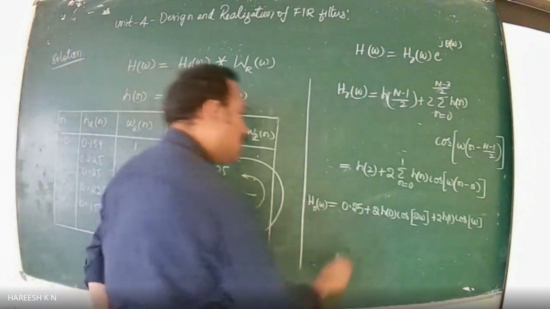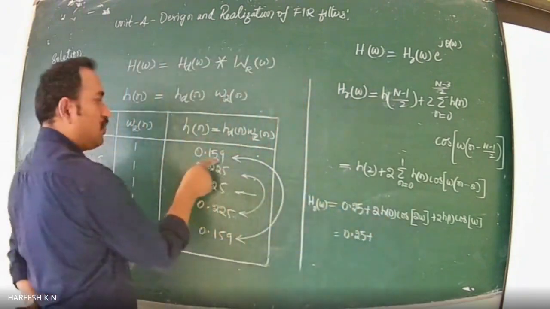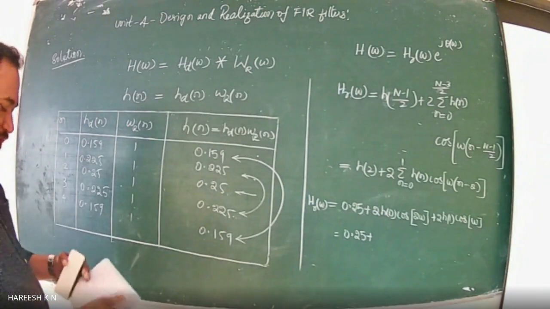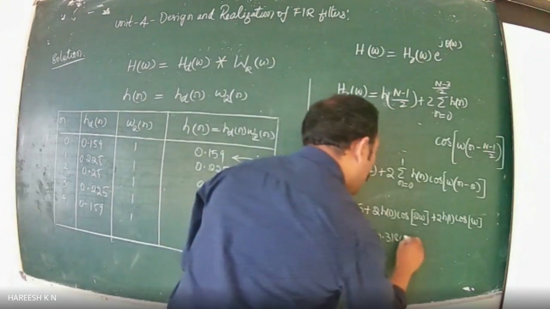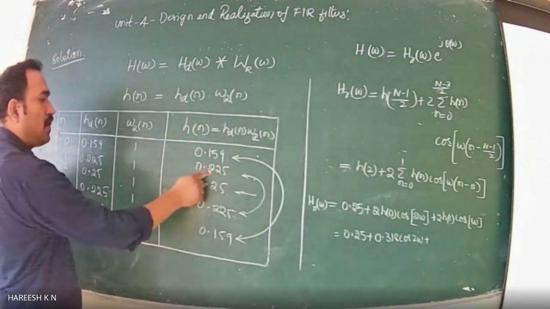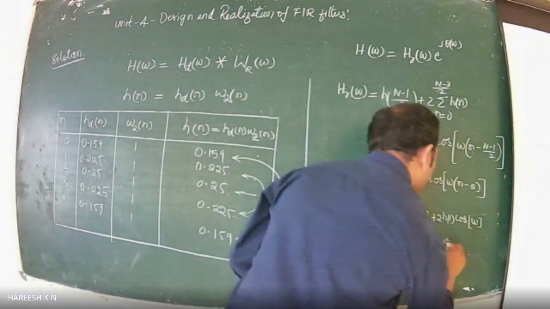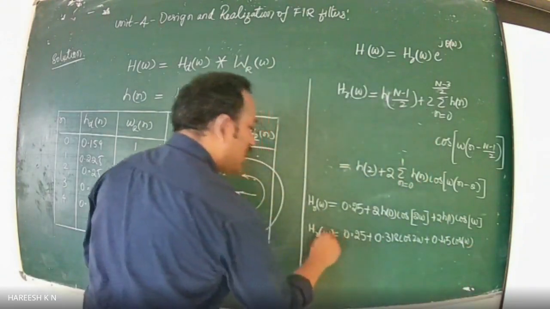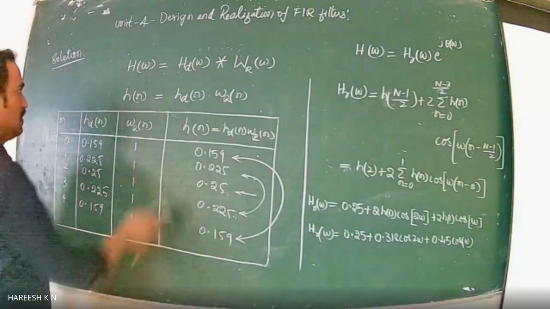Now, I can substitute the value, that is 0.25 plus 2 into h of 0 is 0.159. 0.159 into 2, what will be the value of 0.159 into 2? It is 0.318. 0.318 into cos 2 omega plus 2 into h of 1. H of 1 is 0.225. Therefore, 0.225 into 2 is 0.45 into cos of omega. Now, this is HR of omega. Okay, now still it is not h of omega. Finally, I need to substitute there. Now, this is HR of omega, right?